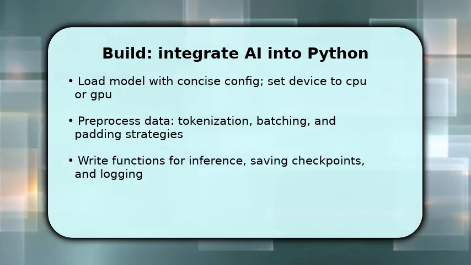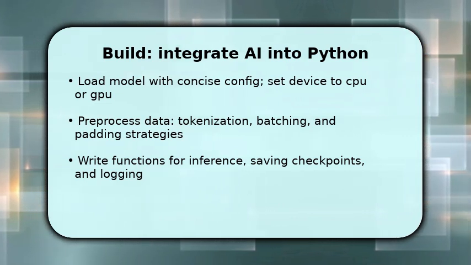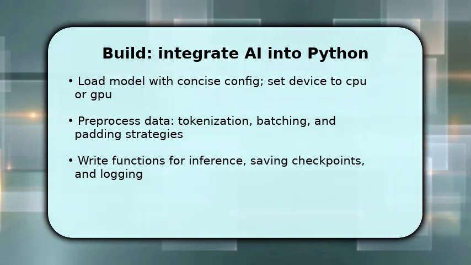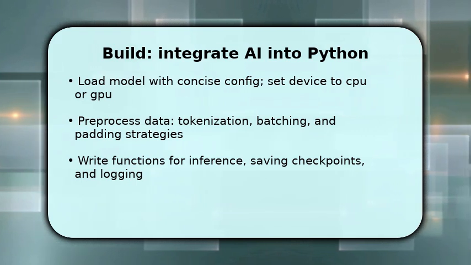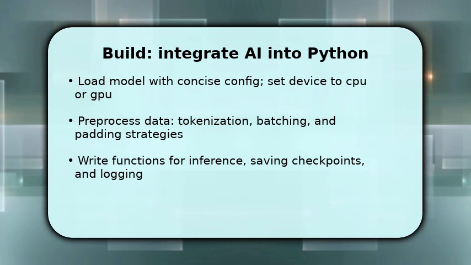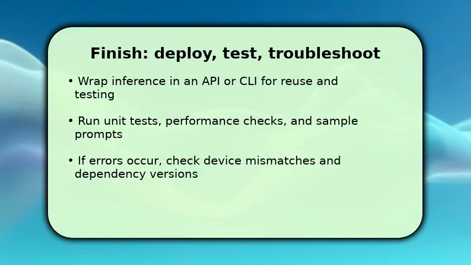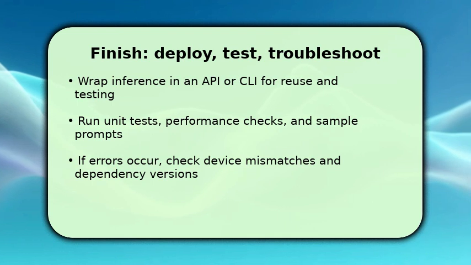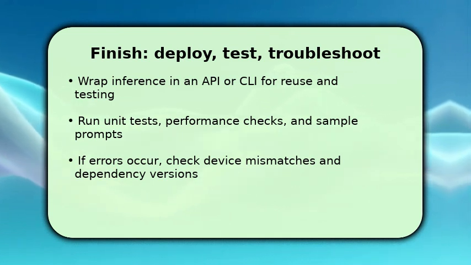This structure keeps experiments reproducible and helps you iterate quickly when you tune prompts or model parameters. To finish, package your inference into a lightweight API or CLI so you can call it from apps and scripts. Run unit tests and performance checks with representative prompts to validate behavior and latency.